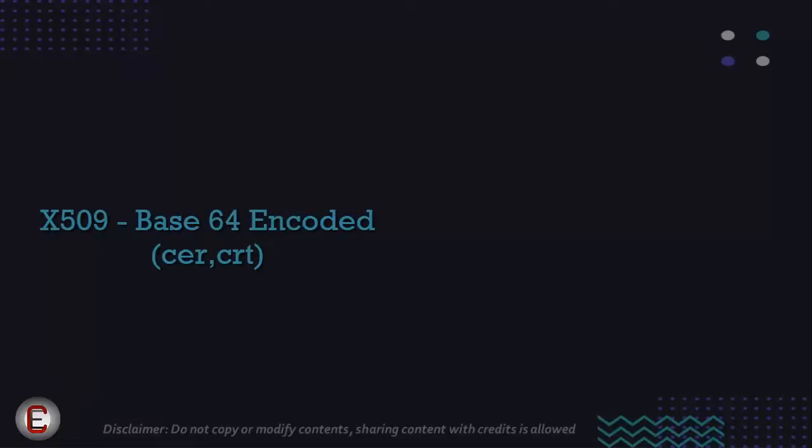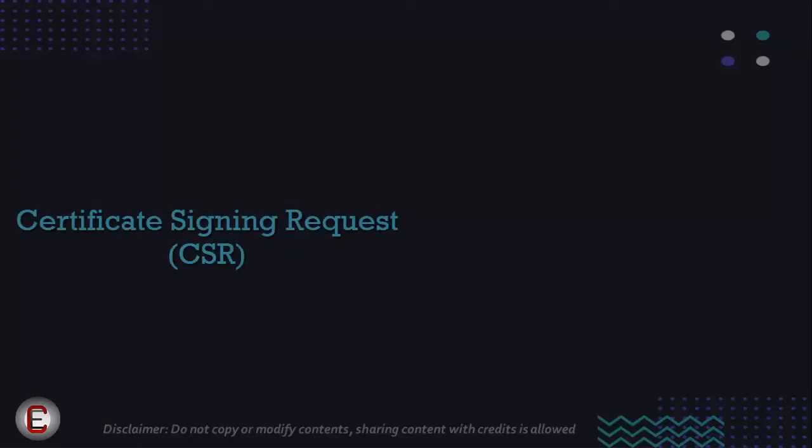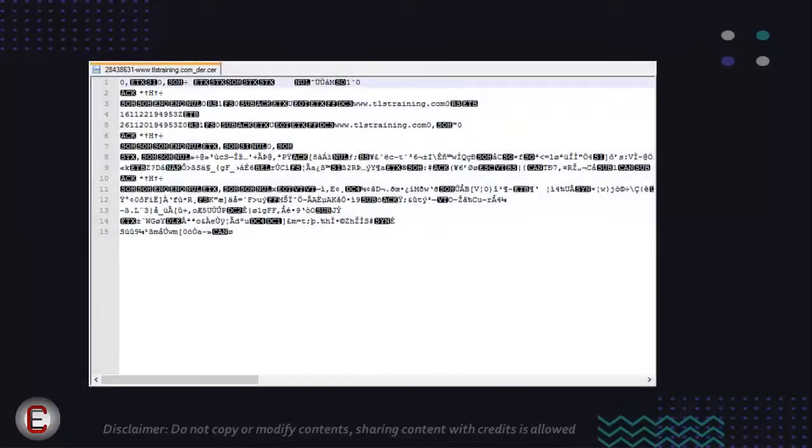X509 is another format, which is base64 encoded with extensions such as .cer or .crt. If a private key is also included in a certificate, they appear as .p12 or .pkx. CSR is a term used for a certificate request file, which is not a certificate but contains info required to generate a certificate.